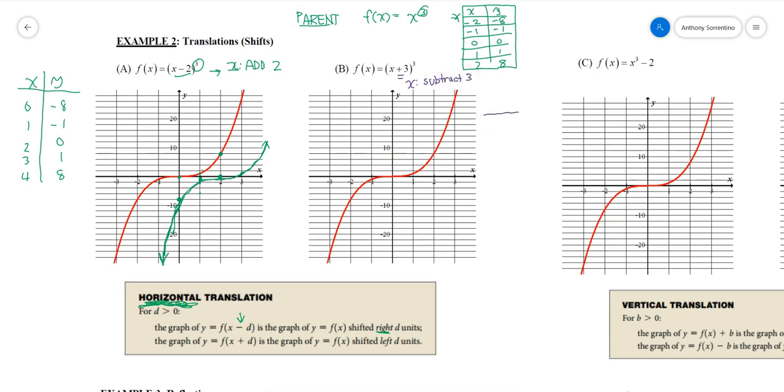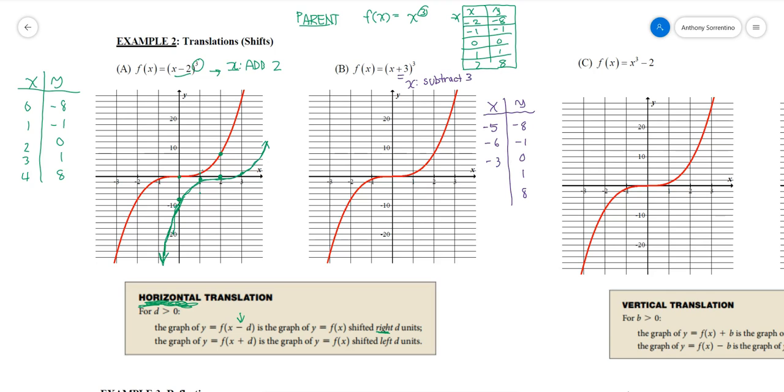And so when I do its table, again, since these are horizontal transformations, it does not affect the y's at all. So I'm going to have the exact same y coordinates. The x's are going to be subtracted by 3. So the negative 2 is going to become a negative 5. The negative 1 is going to become a negative 6. This is going to become a negative 3.